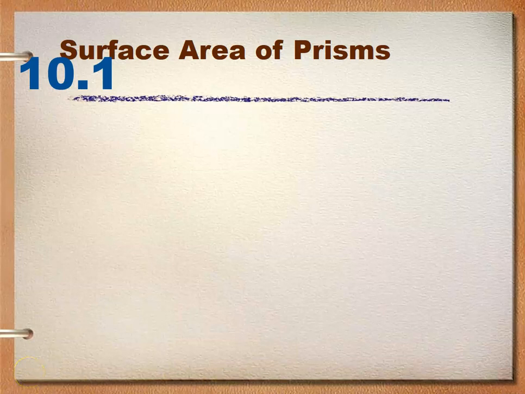Today we're going to be talking about surface area of prisms. Yesterday we learned about surface area of cylinders. So remember we have lateral surface area and we have total surface area. Lateral just means around, and total means everything, right? Lateral just means everything around except for the bases.